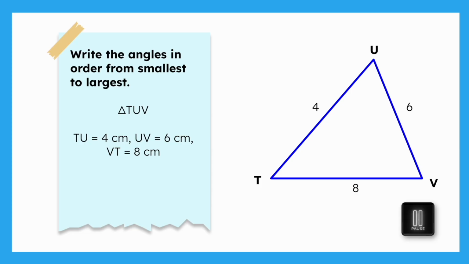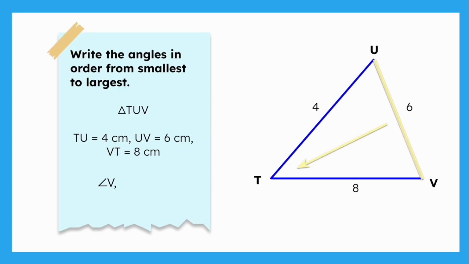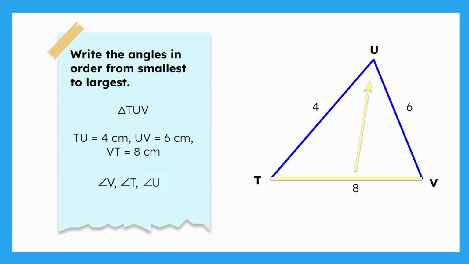Pause now and order the angles in triangle TUV from smallest to largest. Side TU, which is the shortest side, is across from angle V, so angle V is the smallest angle. Then angle T, and finally, angle U is the largest. Great work!